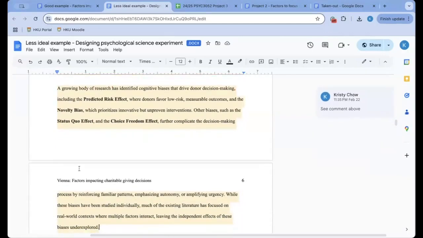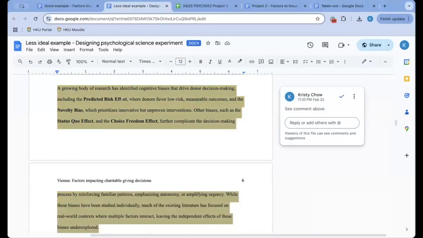Again, I have the same comments for this particular paragraph because they state things like, where donors favor low risk, measurable outcomes, and prioritize innovative but unproven interventions. So are these their own definitions, or are these definitions supported by empirical evidence?